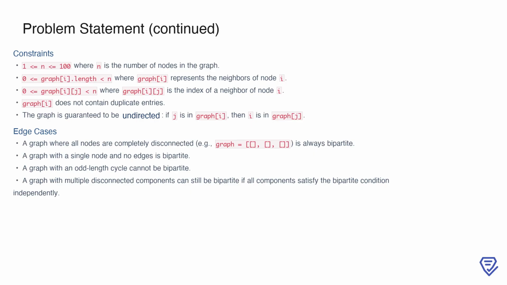As for edge cases, a completely disconnected graph, where no nodes are connected, is always bipartite. Similarly, a graph with a single node and no edges is also bipartite. However, if a graph contains an odd-length cycle, it cannot be bipartite. Finally, a graph with multiple disconnected components can still be bipartite, as long as each component satisfies the bipartite condition independently.